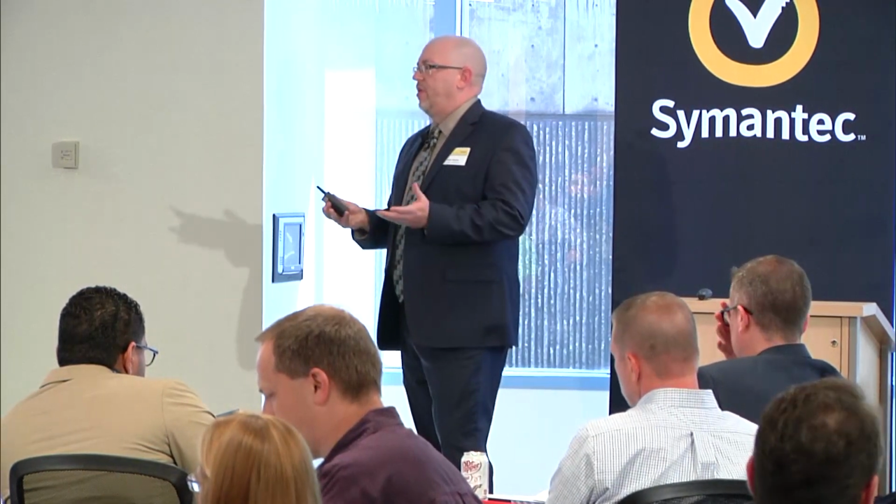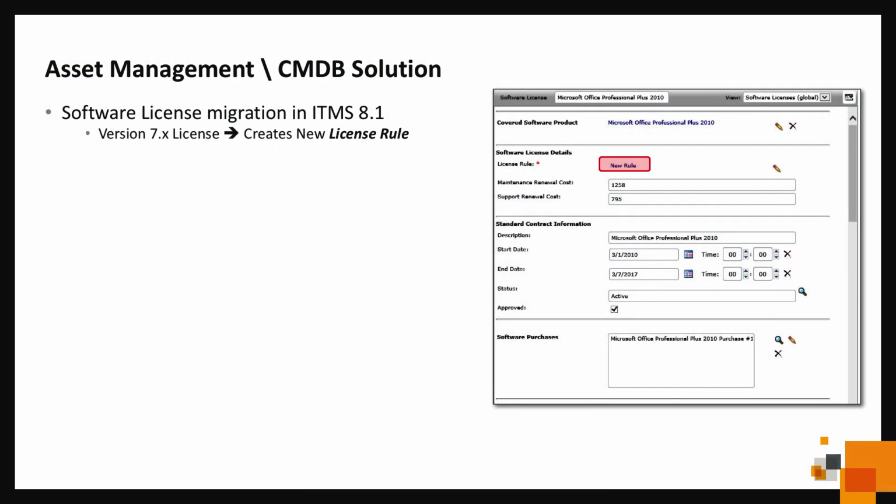So if you've already got 8.0, or actually let's start with 7. In 7, we didn't have that option. You have per installed node or concurrent use, and that's how it's defined. So whatever you have in 7 today, and you're going to migrate to 8.1, it'll create a new license rule for you. Again, this is the calculation to determine whether it's per device, per user, or per processor core. It'll set it to per device as a default, which is really no different than the per installed node you had before. So it automatically creates a rule for you.